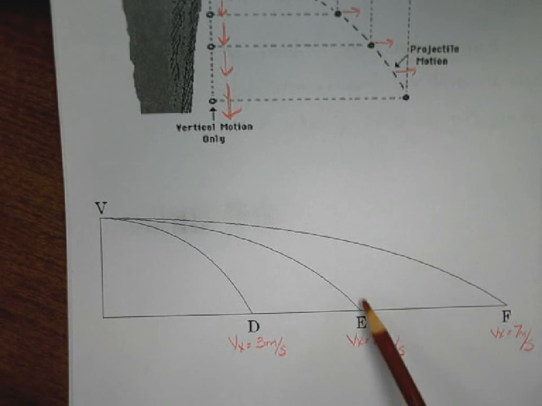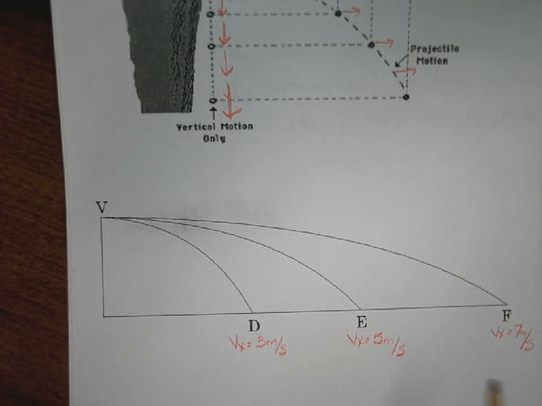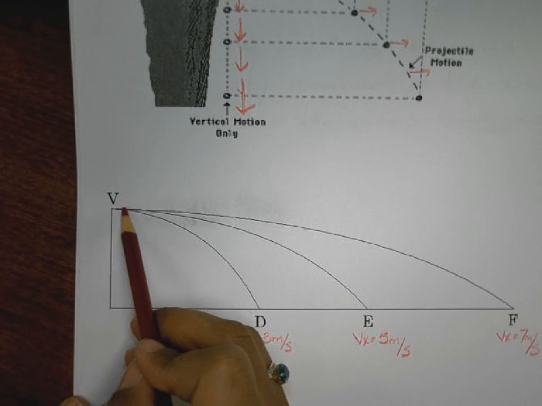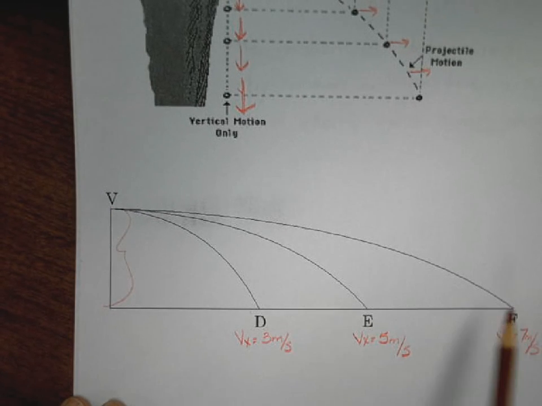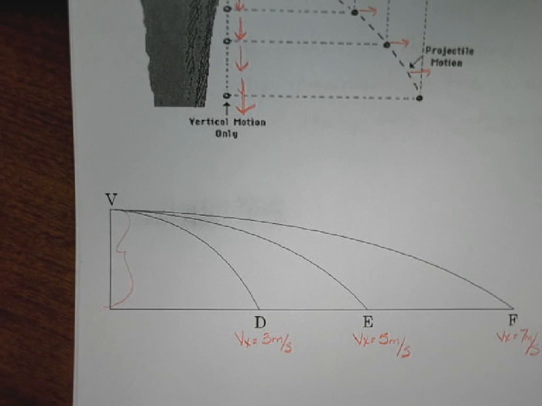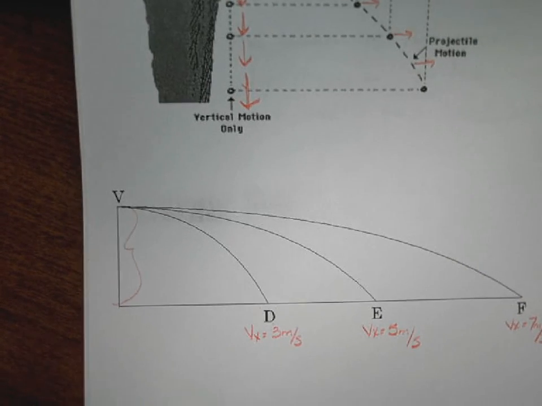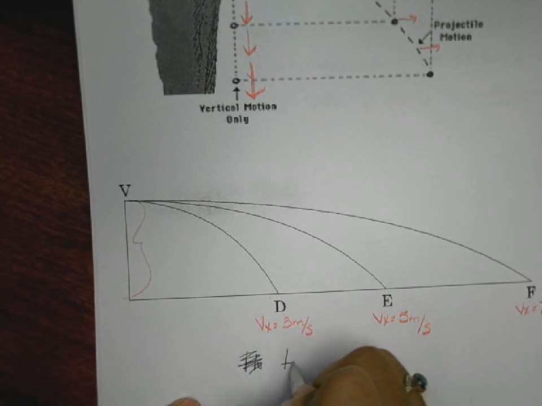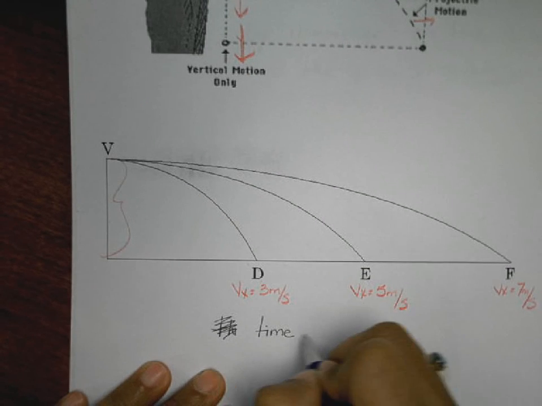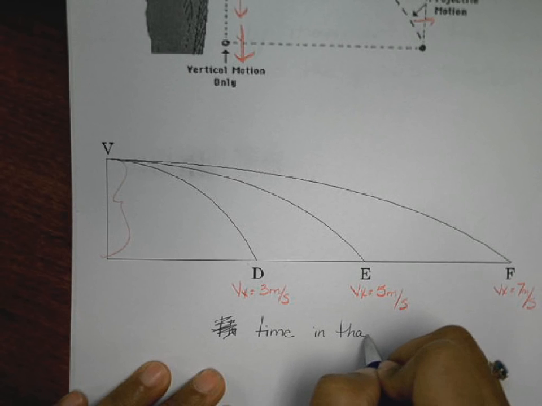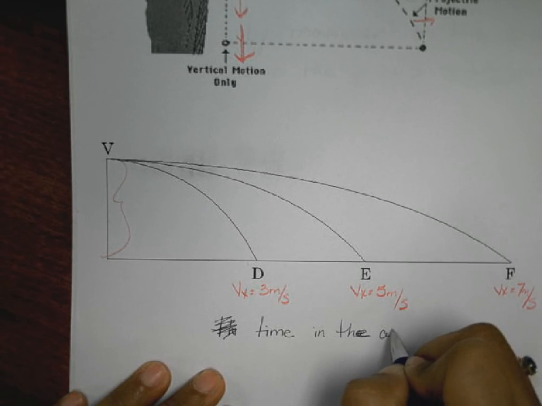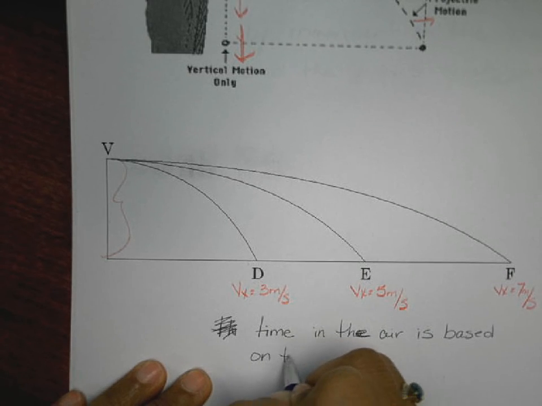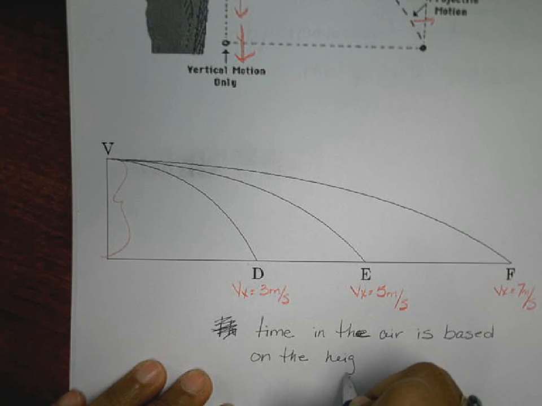But they all hit the ground at the same time because the time in the air is based on the height. And as long as this height is the same for all 3 of these projectiles, they will all hit the ground at the same time. And again, that is counterintuitive. So time in the air is based on the height.